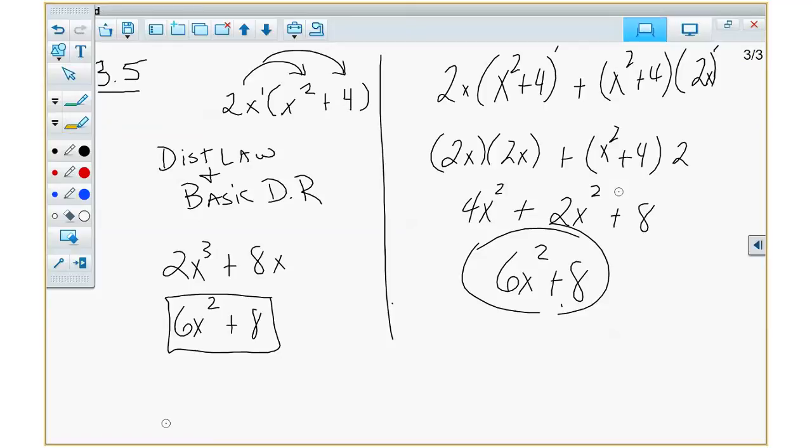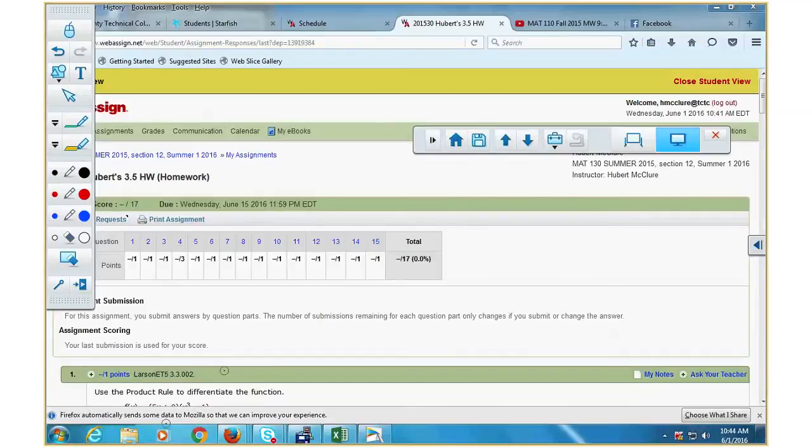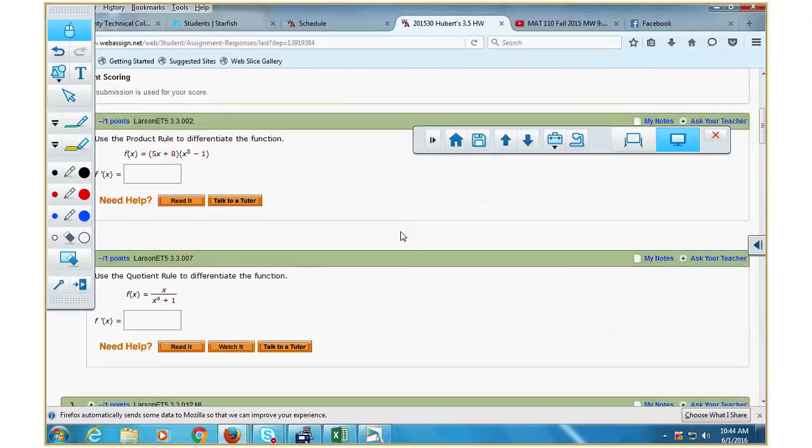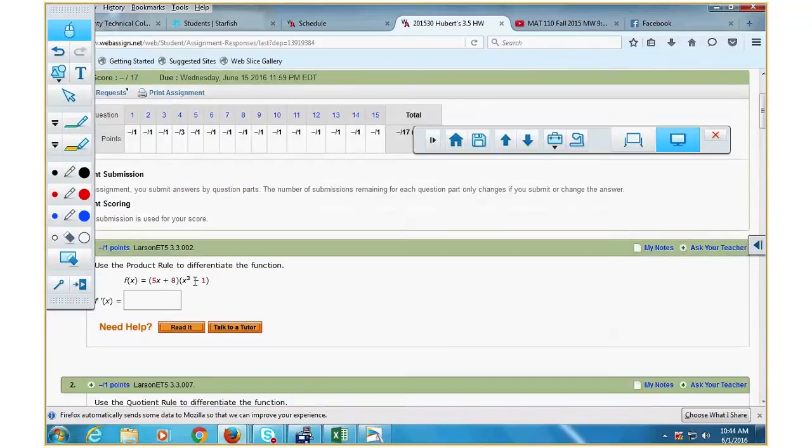Now, my suggestion to you is when you do these problems, don't do them one way. Do them two ways if possible, because you're strengthening your derivatives. Okay? Let's go to our handy-dandy clear board. And let's pull up one of your homework problems. All right, try that one right there: 5x plus 8 times x cubed minus 1. And do it both ways.